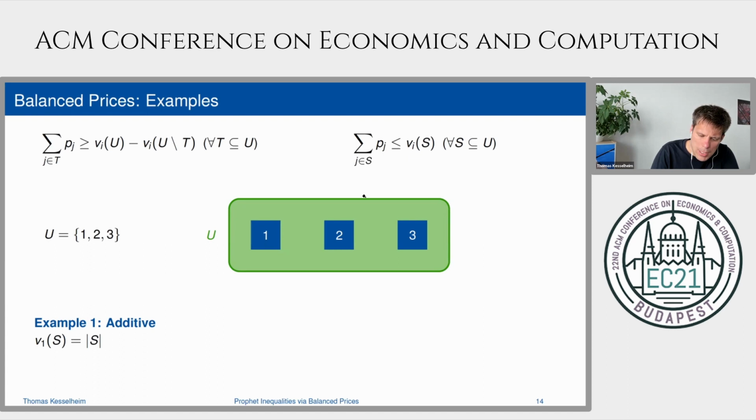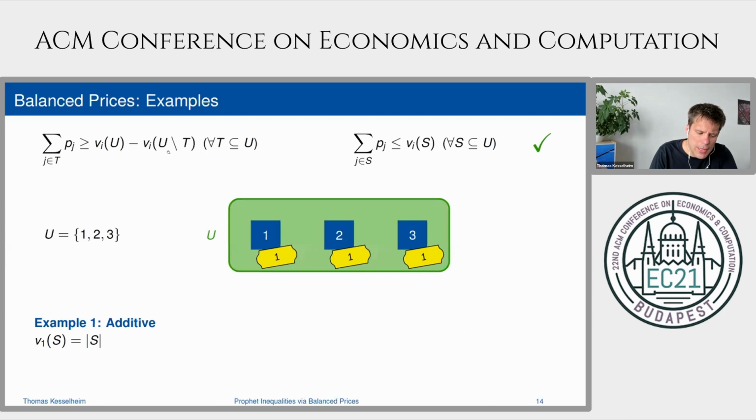Now I claim setting a price of 1 for every item is good. Why that? Well, on the one hand, these prices are not too high because I can now afford to buy every subset of the items. For every subset of the items, the sum of the prices is no larger than my value for these items. For example, I could buy all 3 items, then I would have to pay 3, but my value would also be 3. And in fact, I have this fulfilled with equality for every possible set.